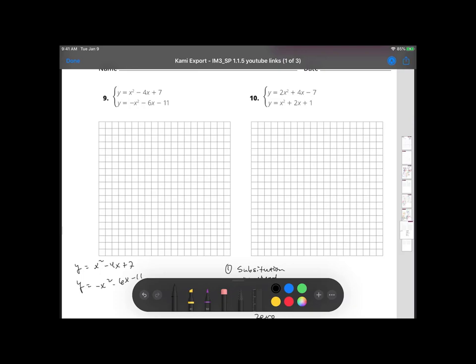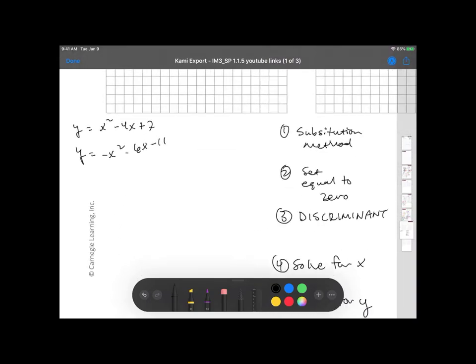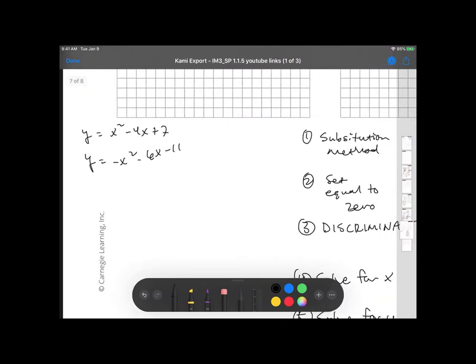Hey guys, let's go ahead and solve for D9 on Skills Practice 115. I wrote it below here, and again, we're going to do the substitution method. Every time I see y, we're going to write x squared minus 4x plus 7, and everything over here is going to stay the same.